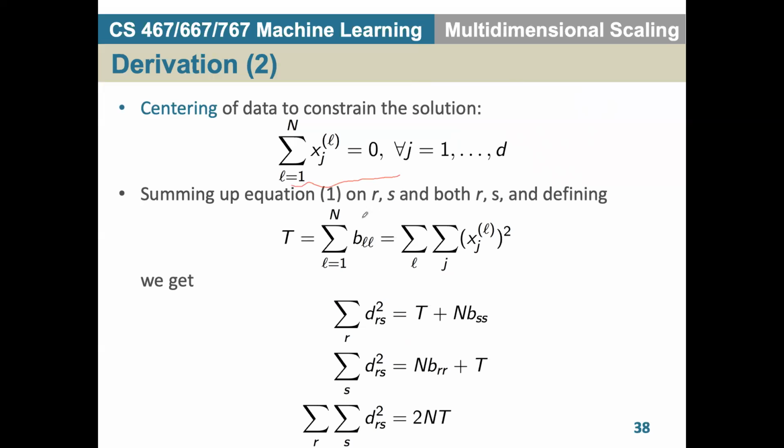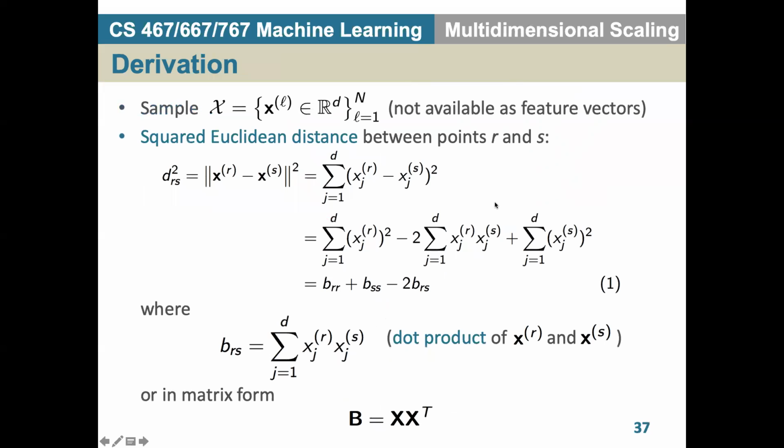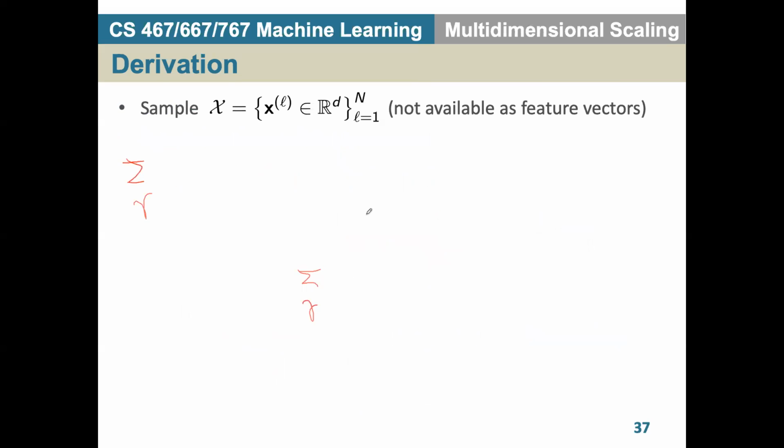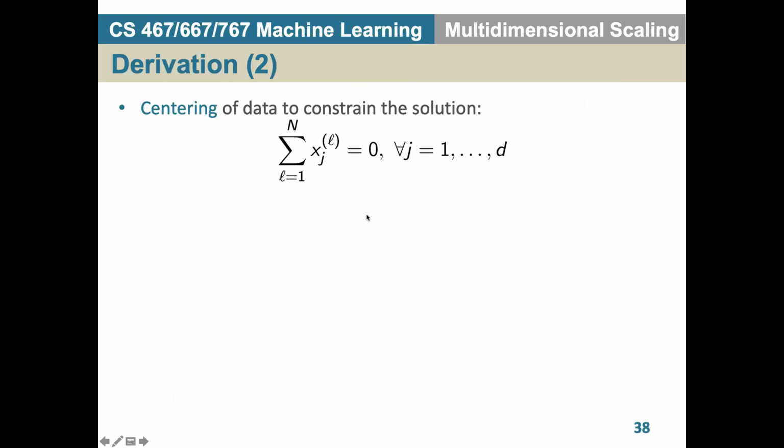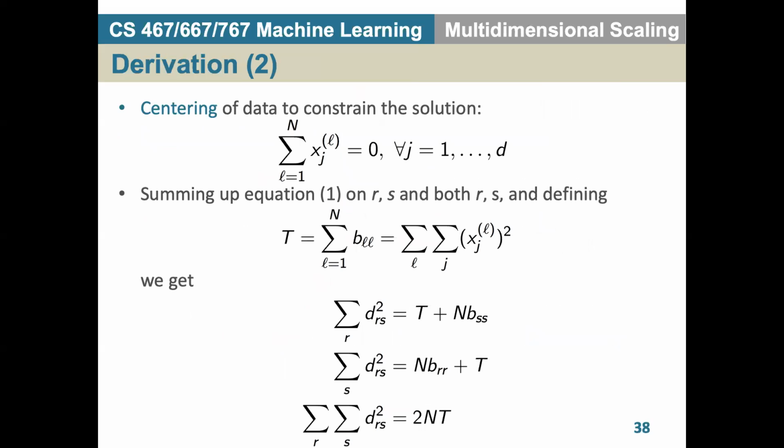Then what we can do is sum up equation 1 over R and over S, on both R's. So let's look at what equation 1 is. Here's equation 1, and what would we sum it over? For example, sum by R. One thing you need to pay attention to is that we will heavily use this assumption, that the data is centered.